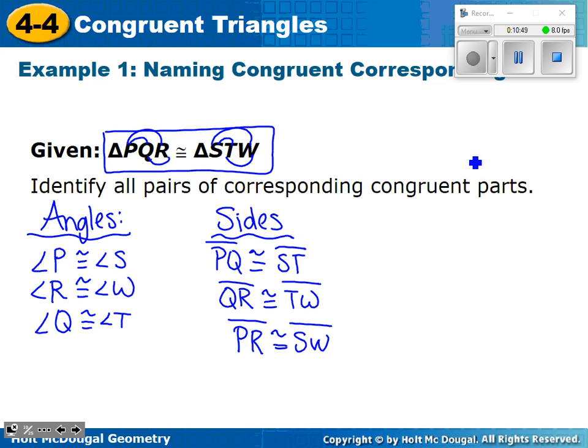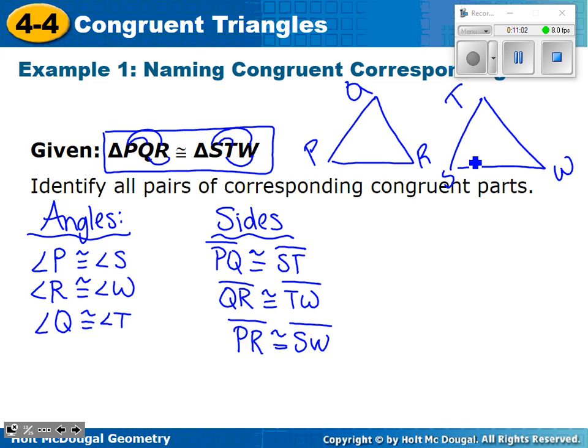But again, if you don't see it in the statement, then draw yourself a picture. Draw two triangles. Just make sure you label them in the same order. P, Q, R, S, T, W, and then you can match up your sides. Questions? Okay, so some of it's super easy like that.